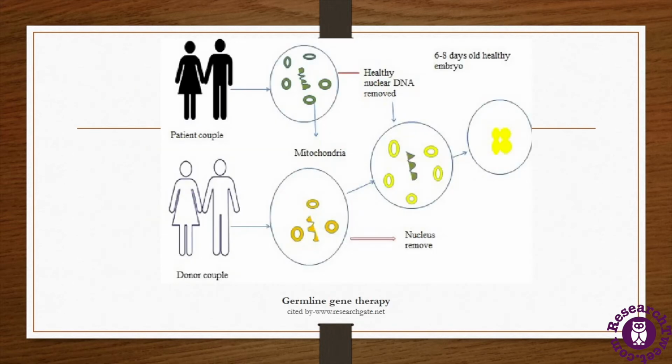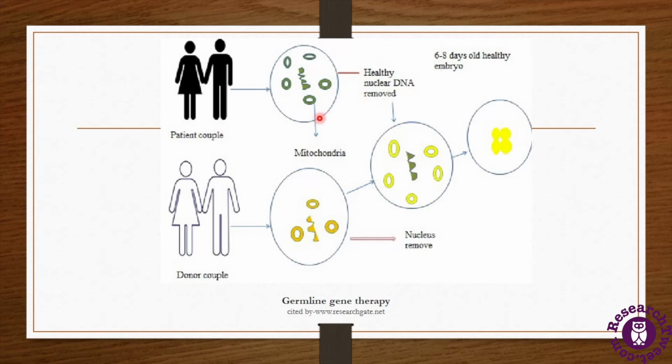So here is the diagrammatic presentation for germline gene therapy. In germline gene therapy, we know that it occurs in the reproductive cells to prevent the offspring from the genetic disorder. So here in this presentation, we can see a patient couple having dysfunctioning mitochondria in their cells.